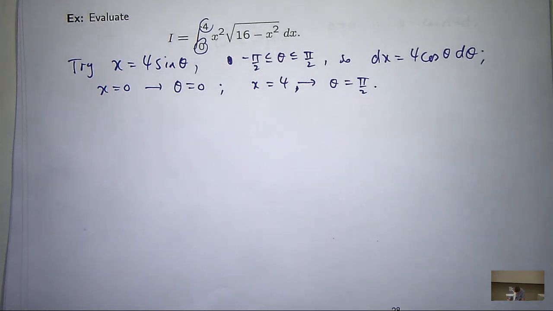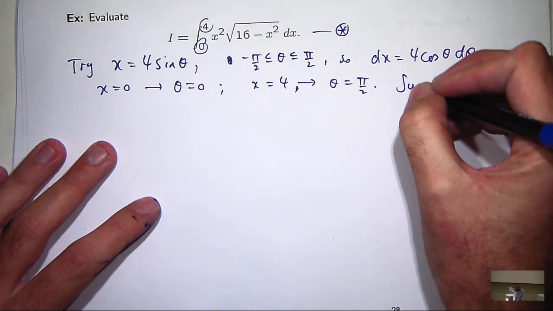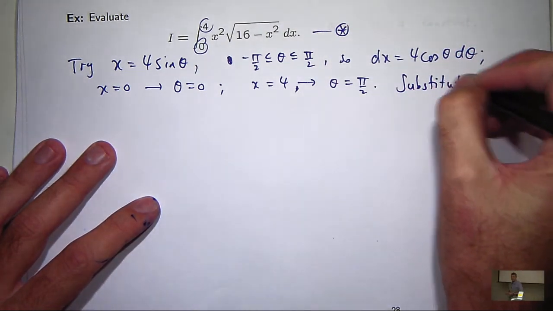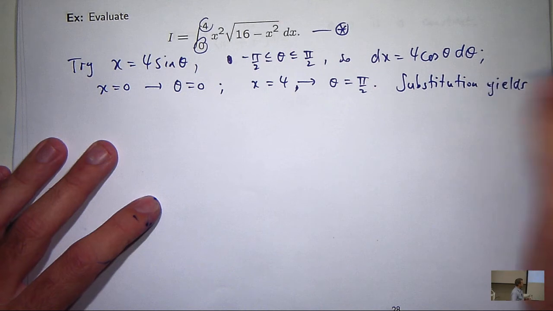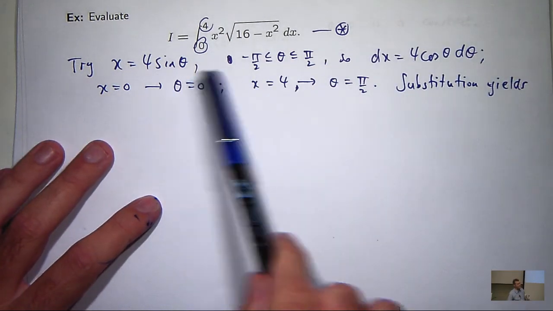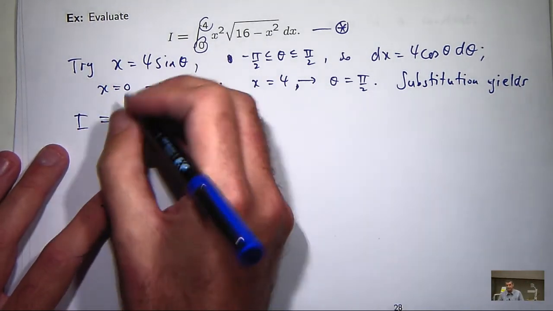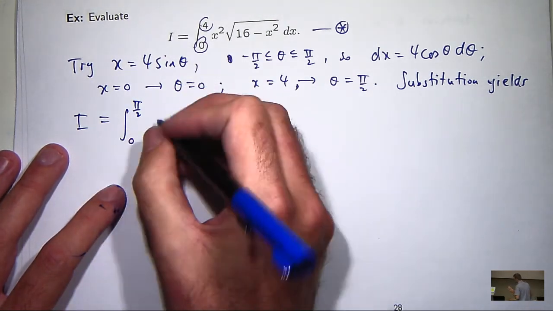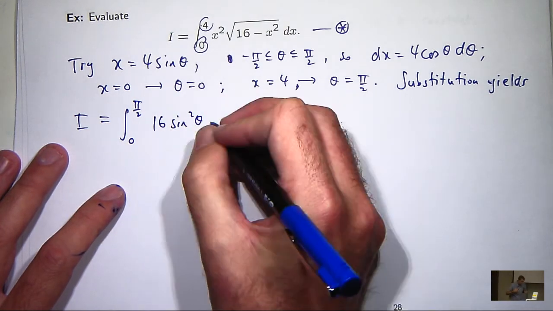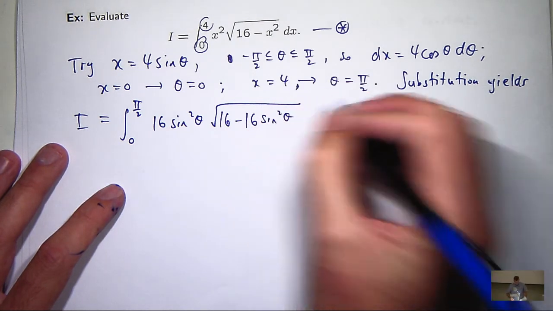Hopefully, it's going to be simpler. So let's call this star. We replace dx with this, x with this, and the limits of integration. So we're going to get 16 sine squared theta times the square root of 16 minus 16 sine squared theta times 4 cos theta d theta.